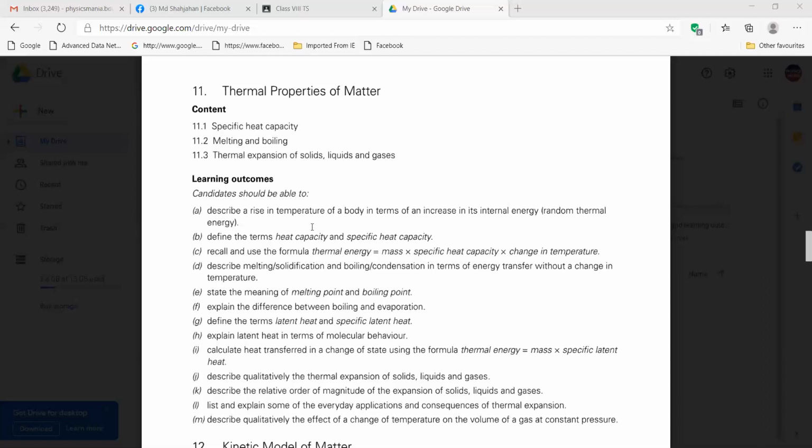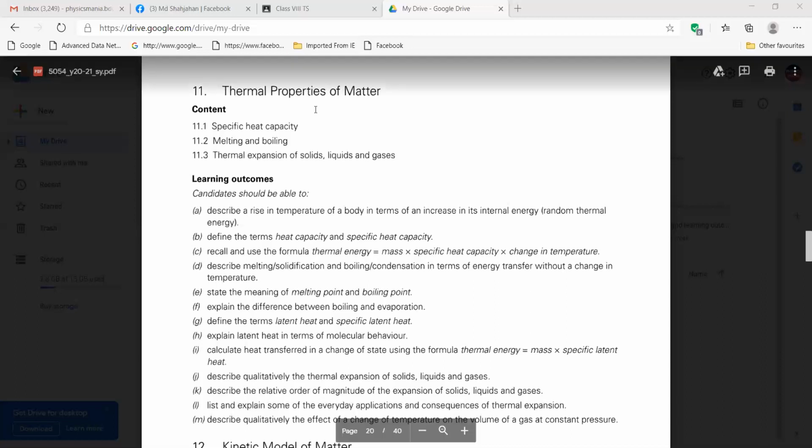And how does internal energy increase? Look, in this learning outcome it's written also. Look, it's written here: a rise in body temperature increases its internal energy, right? Yes, sir. Why does it happen? Because when you increase the temperature of a body, the molecules or atoms inside the body have more kinetic energy, right? Yes, they start moving faster.